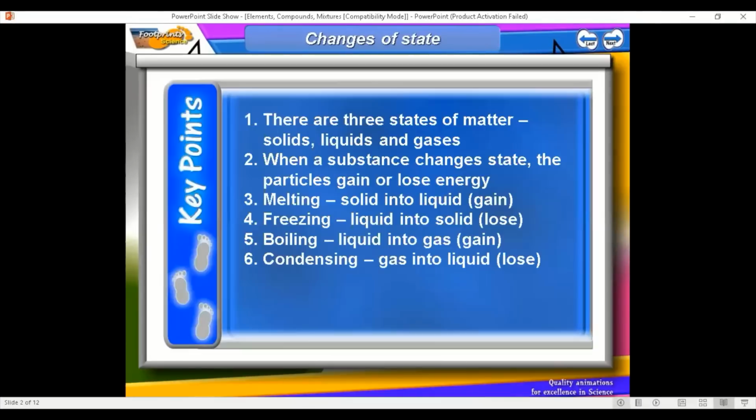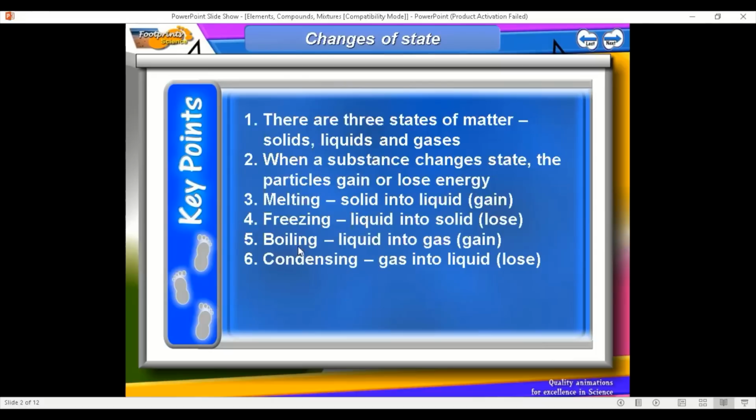No, let's go back. What I want you to do with this, these are important key points to write down. Okay, so your title will be changes of state. There are three states of matter: solids, liquids and gases. I could say to you, what happens when a substance changes state? You will answer back, the particles gain or lose energy. Okay, I could then say, and this could carry 2 marks, melting, freezing, boiling, condensing. You've got to be able to say which one.